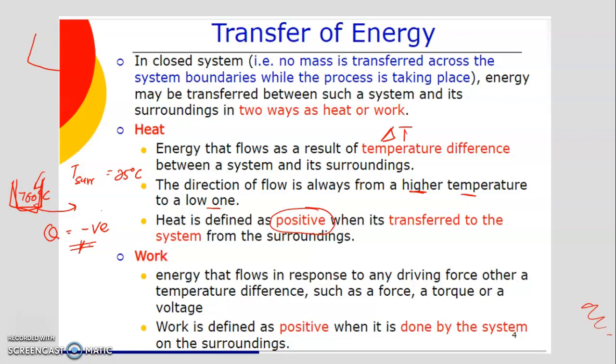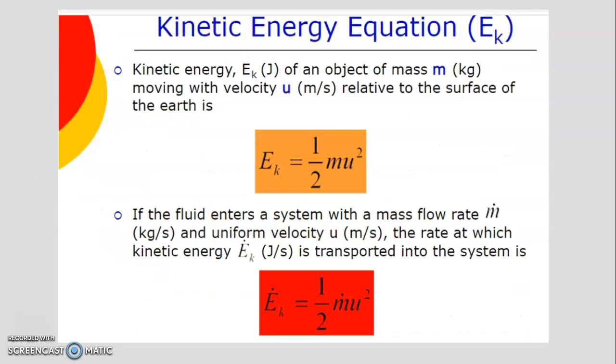This can be a piston, pump, or turbine. If there is movement in a piston or in a pump, because of the driving force, there is work happening. Work is defined as positive when it is done by the system on the surroundings. It is negative when it is done by the surroundings on the system. So you must know when it is negative and positive.